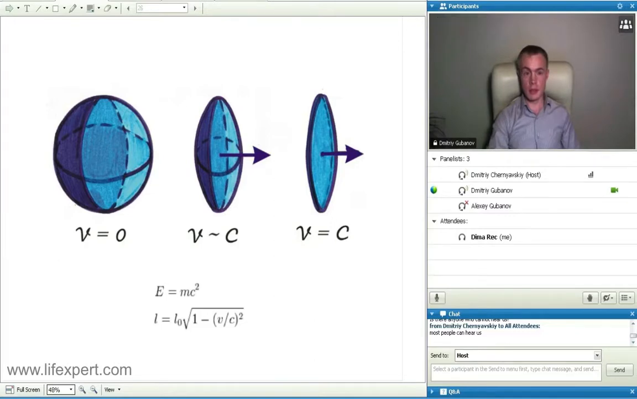We can see that the geometrical size of this object changes. That is, the length of the object along the axis of the direction it's going is striving to reach zero when it reaches the speed of light.